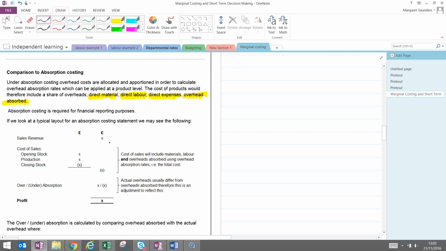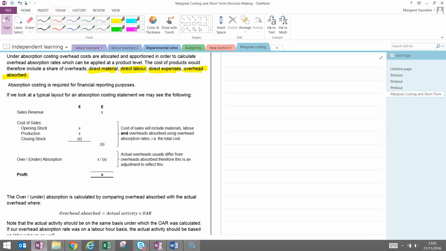Now, marginal costing is used for short-term decision making. When we're preparing final accounts, you have to use absorption costing. So if you're producing products, the production cost that goes into your set of accounts has to be calculated using the absorption cost, as does the valuation of any closing stock or closing inventory. So if we have a look at this layout for an absorption costing statement, you can see the basic layout you will have come across before.